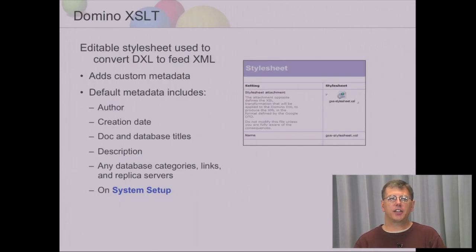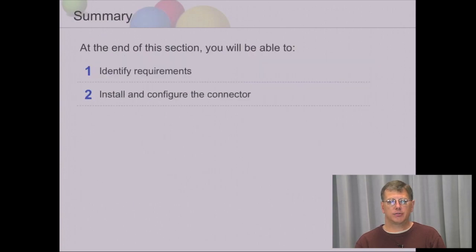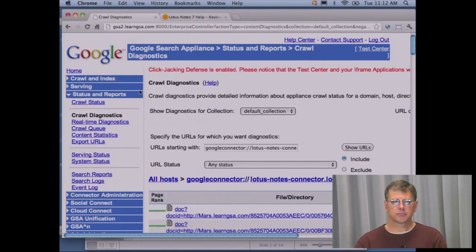You can also modify the XSLT style sheet that is used to crawl the content, and this is useful because then you can add additional metadata if you want to. The default metadata here is listed, and the XSLT configuration is on the system setup page for the connector. Remember, you want to allow some time for configuring the databases and the templates that you need to use to crawl the content. If you want to use the connector for authentication and authorization, you can.